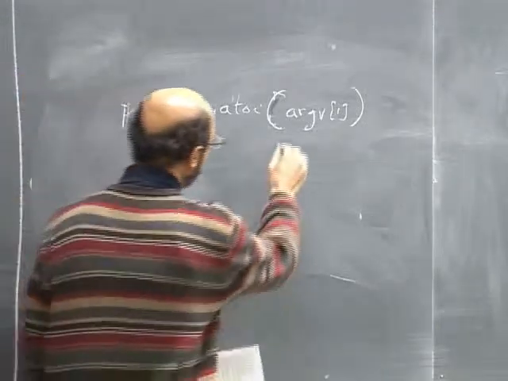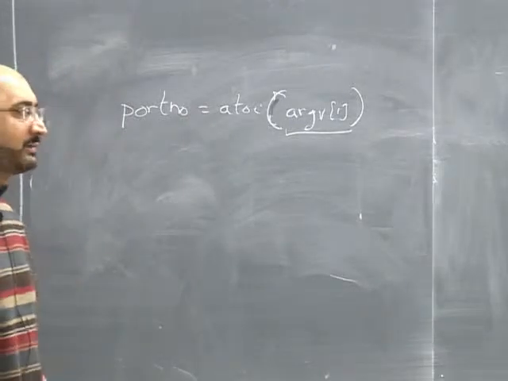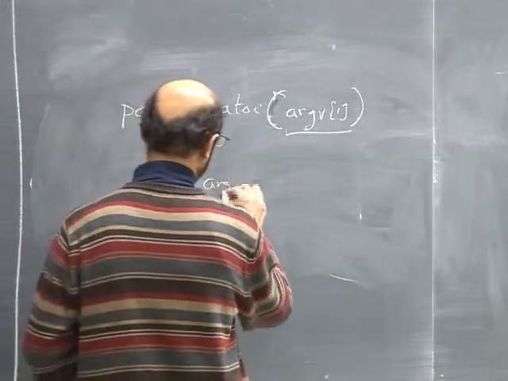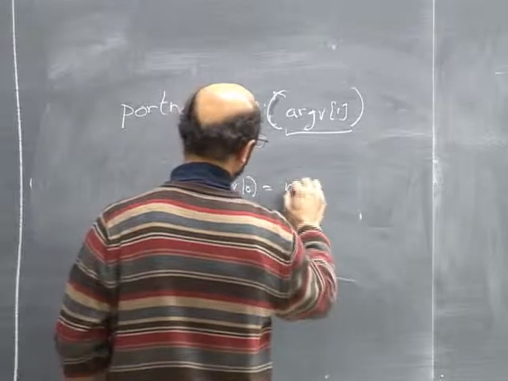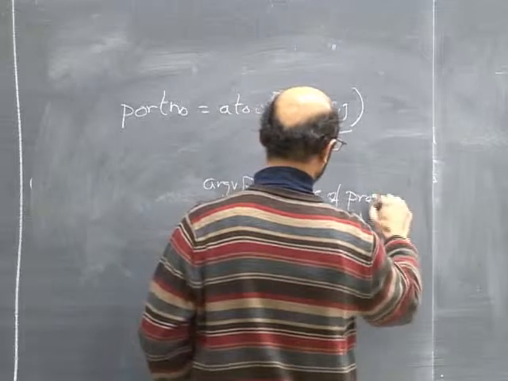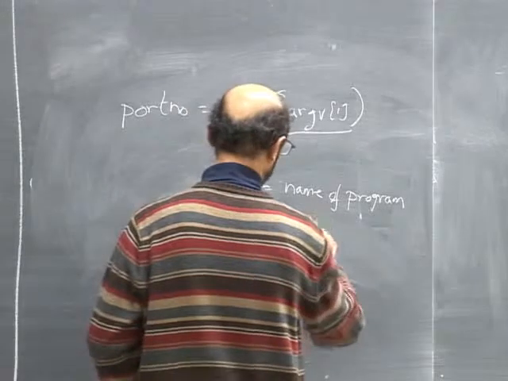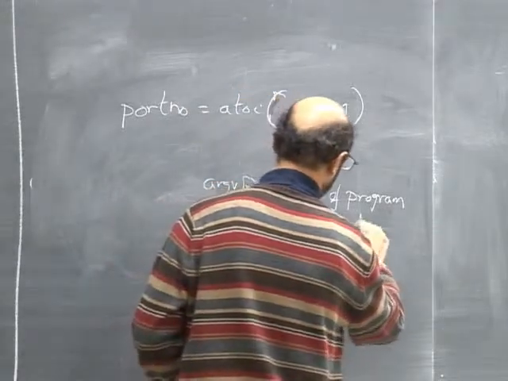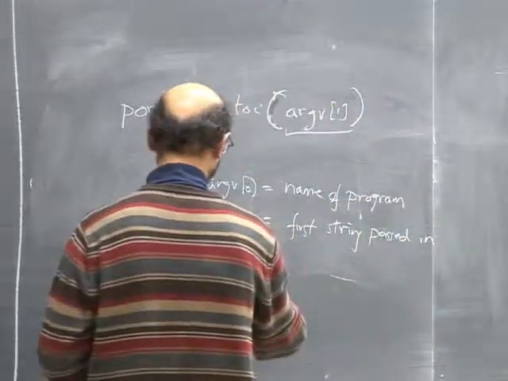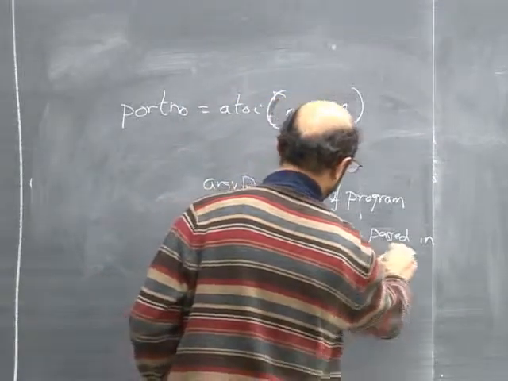So first let's look at argv[1]. The parameters that are passed into the program are called the argument vector, okay? And the argument vector looks like this. argv[0] is the name of the program by convention. It's a string. argv[1] equals the first string passed in, and then argv[2] equals the second string that's passed in, and so on.